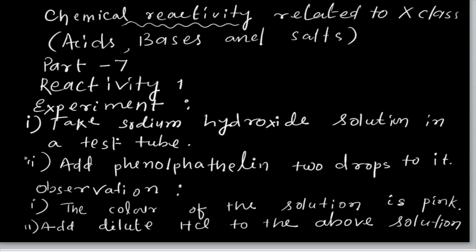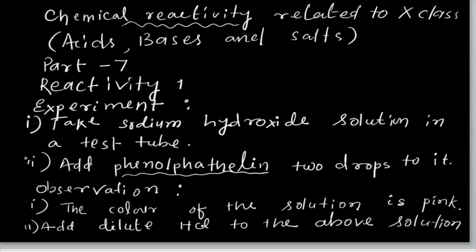Now you will come to activity 1, where you take sodium hydroxide solution in a test tube. That means you take a test tube, add sodium hydroxide solution, and add phenolphthalein, which is an indicator. That means it shows whether it is an alkali or acid or neither. Add 2 drops of phenolphthalein, which is a colorless liquid. Then what will you observe? The solution turns pink.